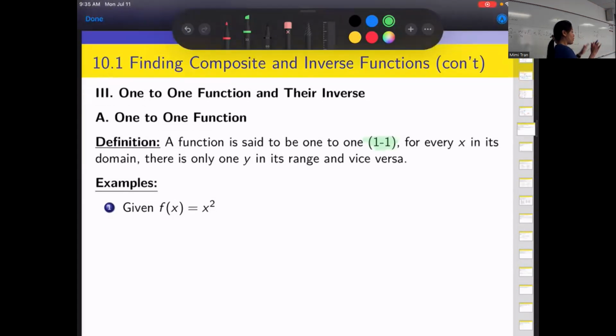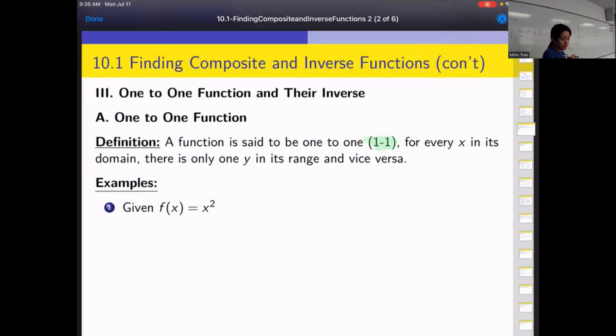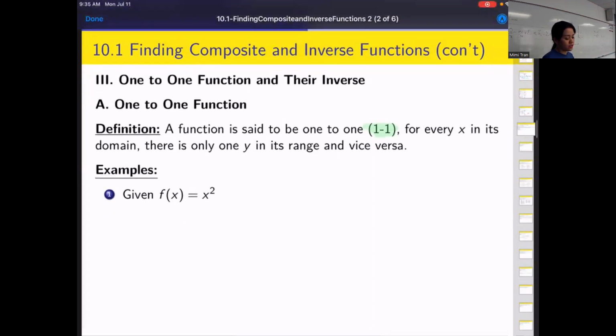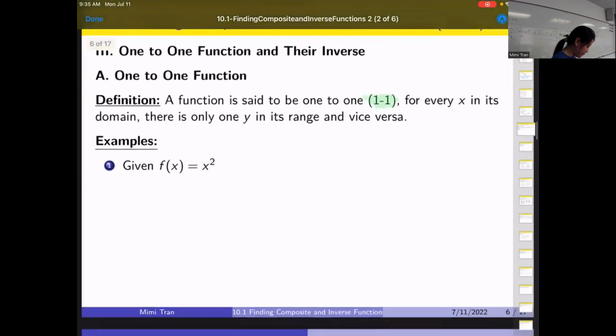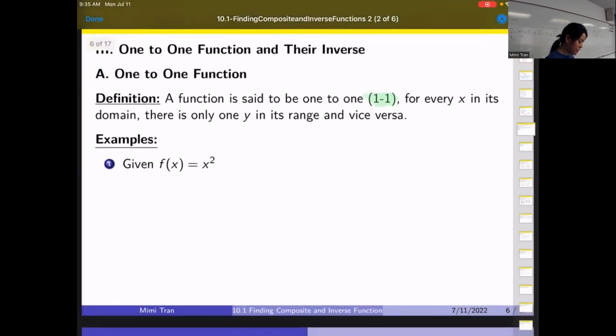In order to be a one-to-one function, which is even stricter, you only have one x for every y and vice versa, right? In a function, you can have repeated y, but in one-to-one, you cannot have repeated y nor repeated x. Okay, so given f of x equals x squared, I want you to tell me, is this a one-to-one function? Well, tell me, is it a function first?